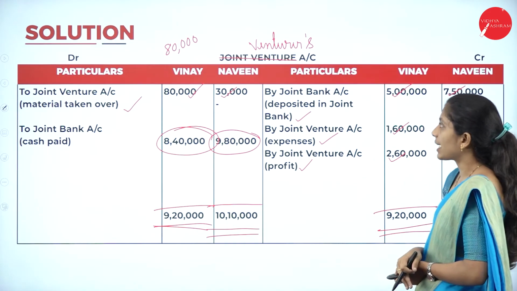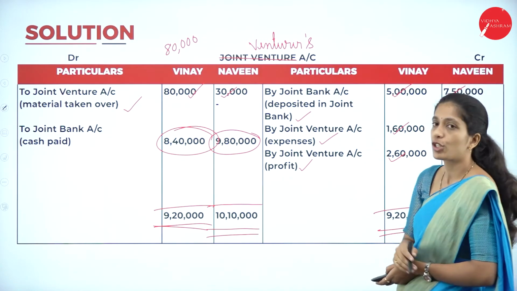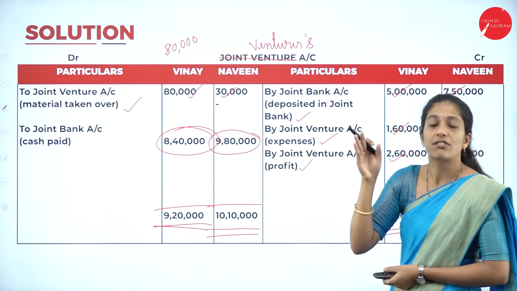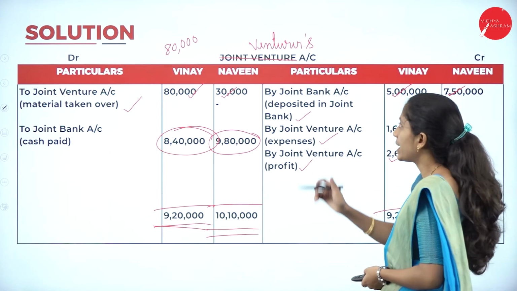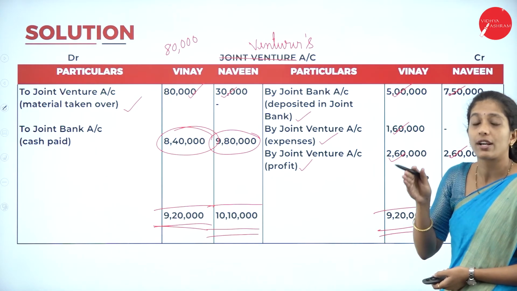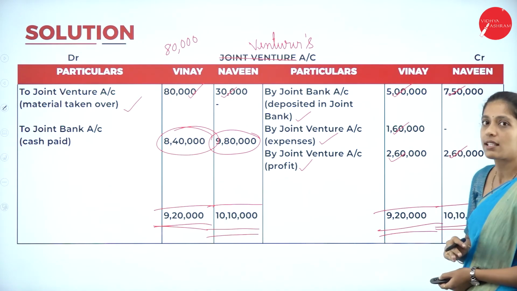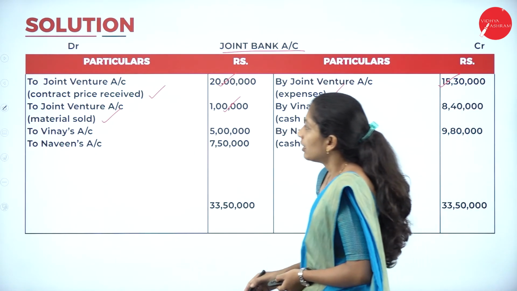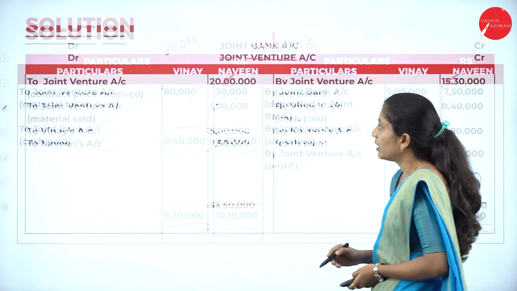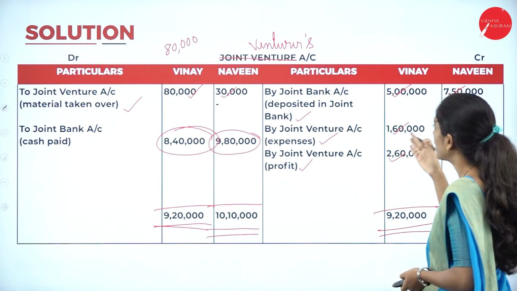Now come to the venturers account. If you see the credit side, we have by joint bank account, deposited in joint bank. On the credit side of the venturers account, here there is an amount which has been transferred to the joint bank account. So what is the entry? Joint bank account debit to Vinay's account and Naveen's account. So how do you record in your joint bank account? That is, to Vinay's account 5 lakh, to Naveen's account 7,50,000. Come to the next one, whether any amount has been transferred to the joint bank account. On the credit side, there is no other amount.